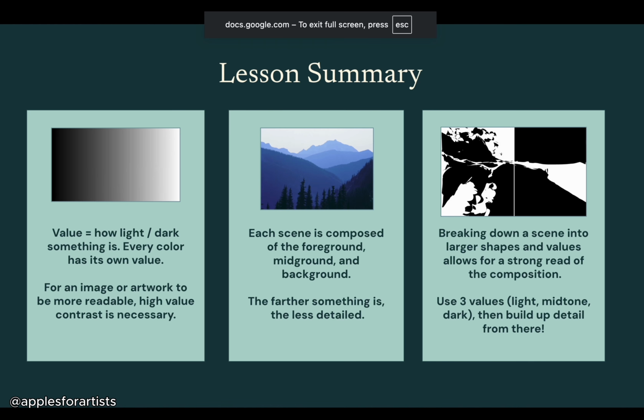Alright, so here is a summary of what we covered today. Firstly, value is how light or dark something is, and each color is going to have its own underlying value. For our art or our image to be very readable, we have to have a high value contrast. Each scene is going to be composed of the foreground, midground, and background, and when you're immersing yourself in the scene, the farther something is, the less detailed it will be. It's very important to break such scenes into larger shapes and strong values to allow for a strong read of the composition and easy understanding, and you should use 3 main values: a light value, a mid-tone, and a dark value, and then build up the detail from there.